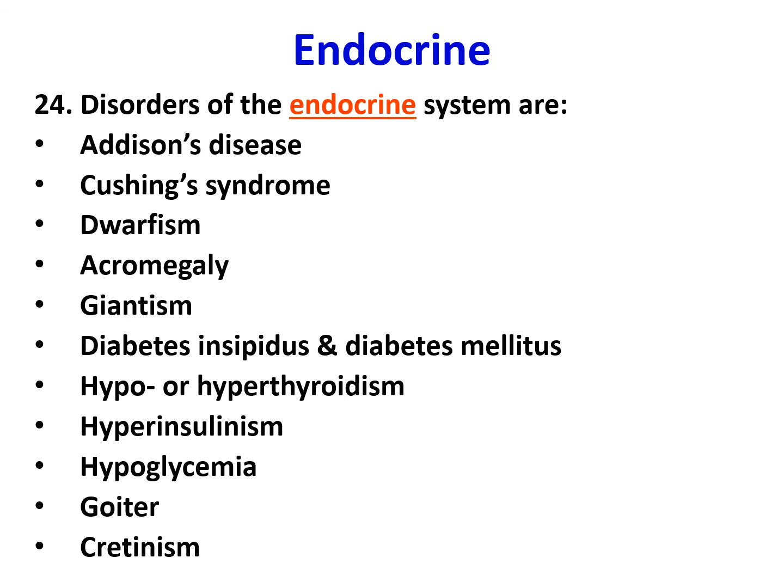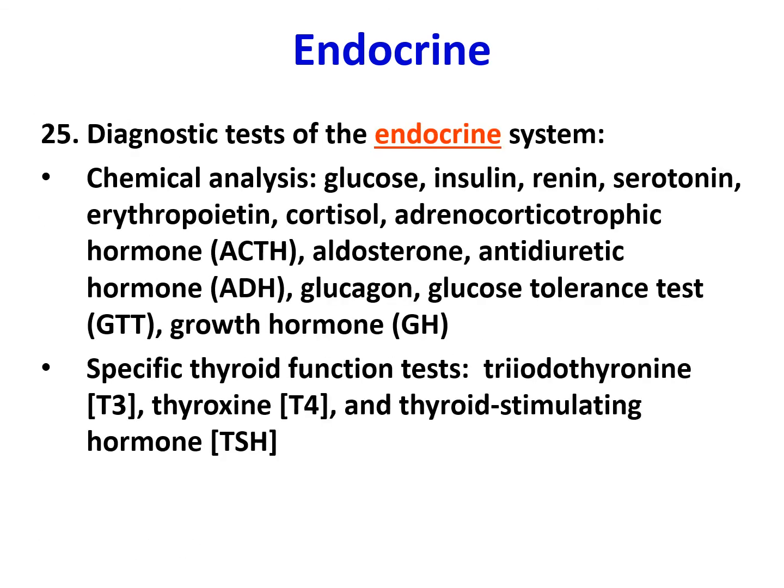So moving on to the endocrine system, these are a multitude of different disorders that are dealing with your endocrine system, all the way from Cushing's syndrome down to goiter and all the stuff in between. So you want to make sure you pause this and look at each one of these so you'll understand them. And then there's the different diagnostic tests for the endocrine system.